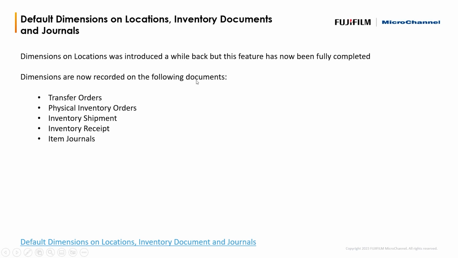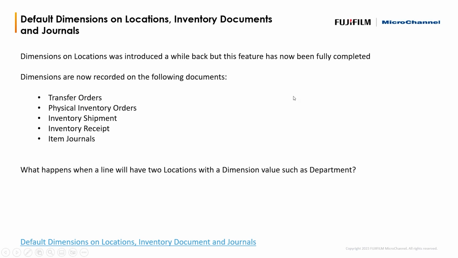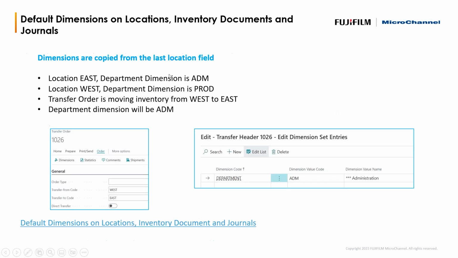And most of these will be you moving stock out of one location. So that's fine, because then it would just pick up the dimension for that location. But the big question is, well, what happens when a line will have two locations with a dimension value such as department? And this is really around your transfer orders. So the rule is that dimensions are copied from the last location field.